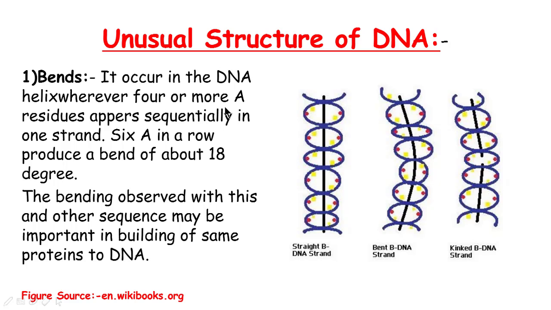where 4 or more A, adenine residues, appear sequentially in one strand. It means in one strand you get 4 or more adenine residues, for example 6 adenines in a row. I hope you know what a row and a column are. So 6 adenines in a row produce a bend of about 18 degrees. The bending observed with this and other sequences may be important in binding proteins to the DNA.